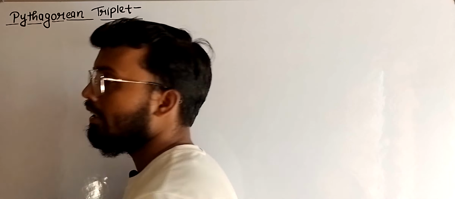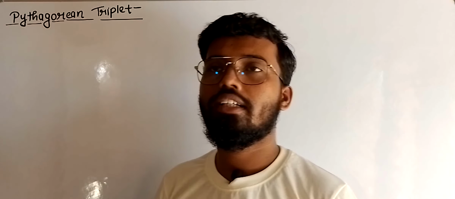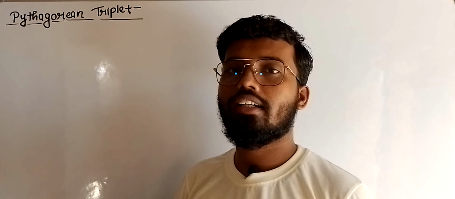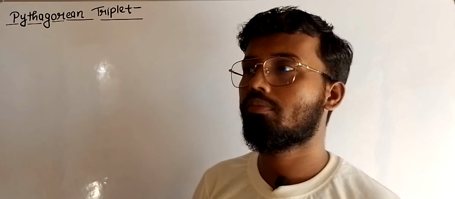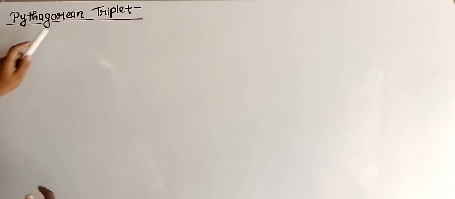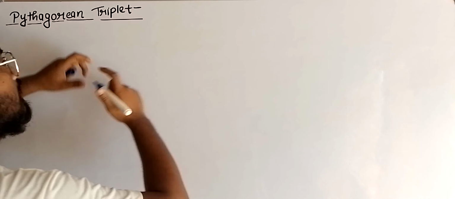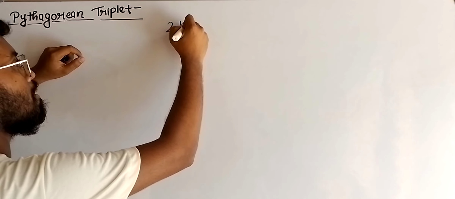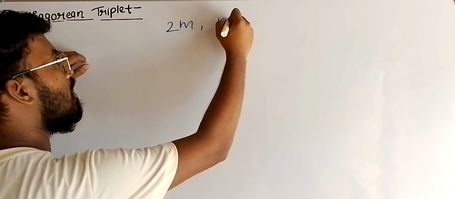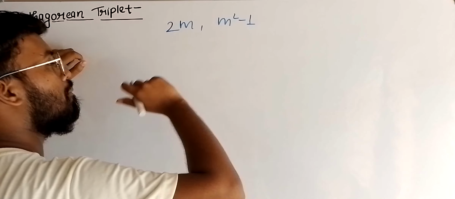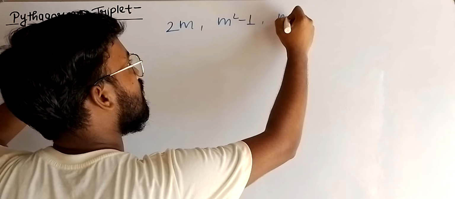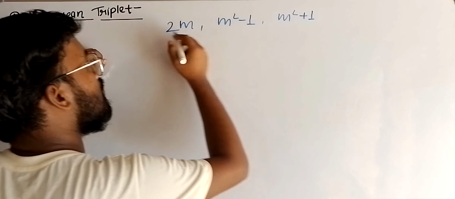Now let us try to understand Pythagorean triplet. A Pythagorean triplet is a combination of three numbers which satisfy the condition of Pythagoras theorem. What is the basic formula of Pythagorean triplet? It is 2m, m square minus 1 and m square plus 1.